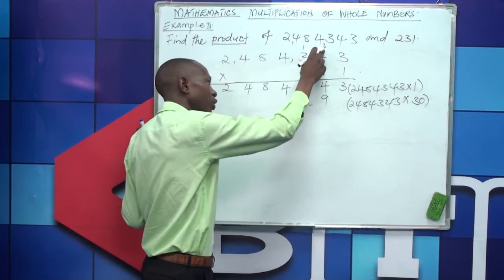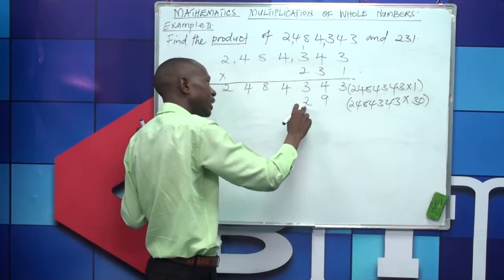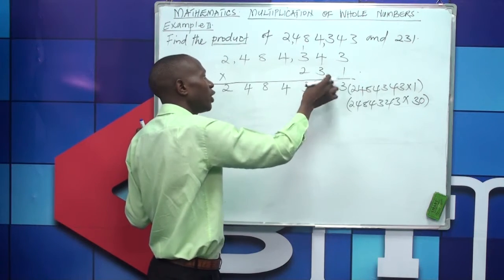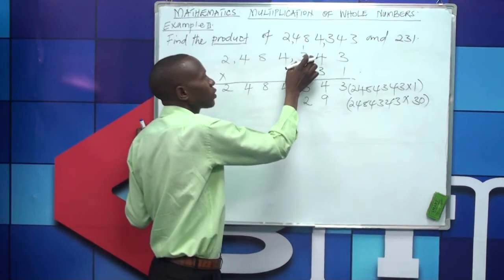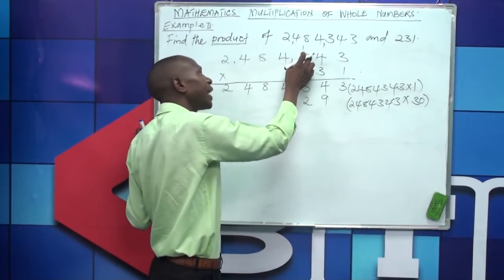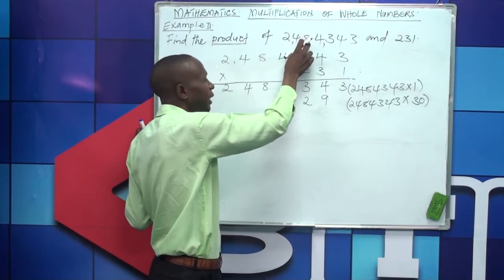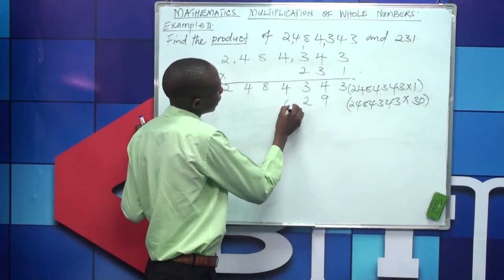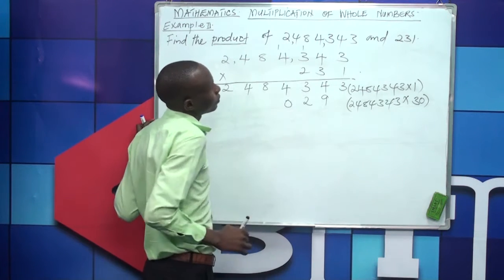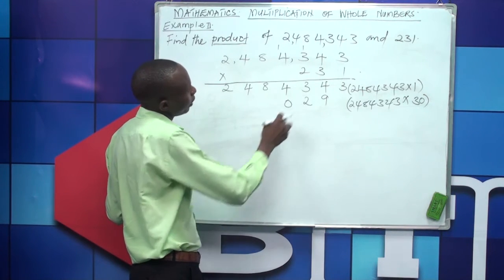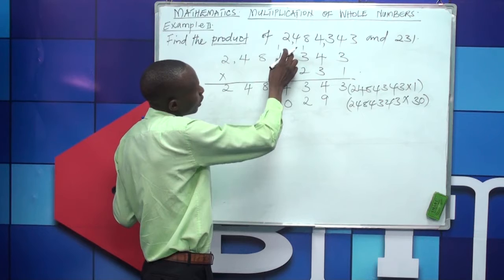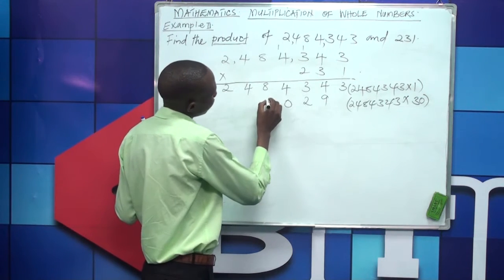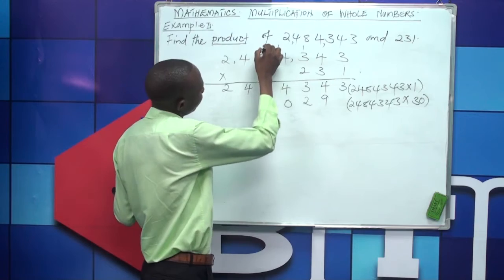3 times 4, 12. 12, we shall have to write 2. We regroup 1. Then from there, after regrouping, we shall have to get 3 times 3. That is 9. 9 plus 1 that you regrouped, that will give us 10. So after getting 10, I will have to write 0, we regroup 1. Then we shall say 3 times 4, that is 12. 12 plus 1, 13. 13, we shall have to write 3, we regroup 1.